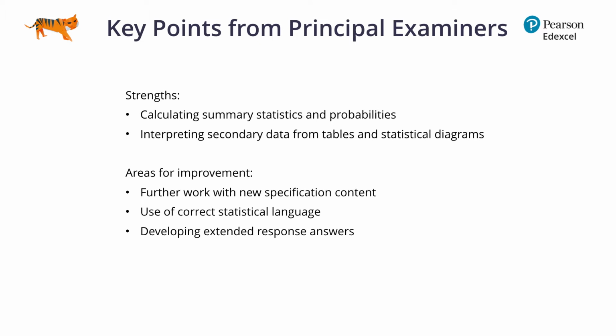This was seen across all papers and on both tiers, although foundation students struggled more with the extended response questions, often giving brief responses that did not reflect the number of marks available. Also, students are losing marks for not using the correct statistical language, for example, using the word average when comparing box plots instead of the word median.